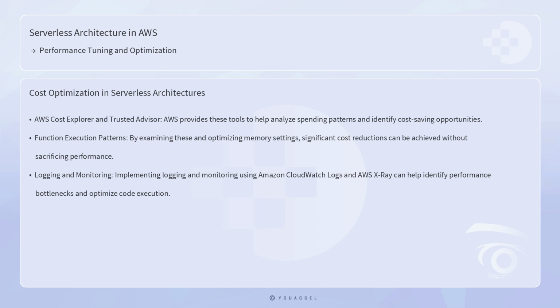Cost optimization is inherently linked to performance tuning in serverless architectures. AWS provides the AWS Cost Explorer and AWS Trusted Advisor tools to help analyze spending patterns and identify cost-saving opportunities. By examining the function execution patterns and optimizing memory settings, significant cost reductions can be achieved without sacrificing performance. Additionally, implementing logging and monitoring using Amazon CloudWatch Logs and AWS X-Ray can help identify performance bottlenecks and optimize code execution, leading to better resource utilization and cost efficiency.